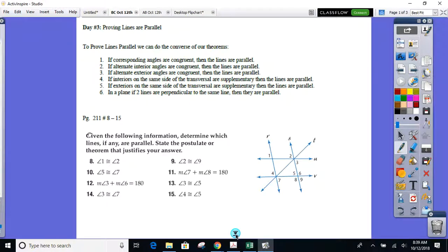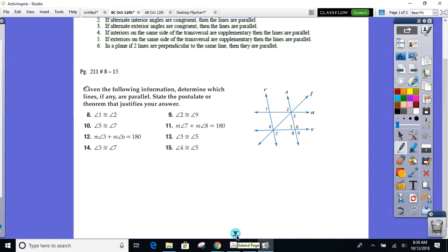And before we even start sniffing a proof, I got to make sure if I give you a pair of angles, congruent or supplementary, you can identify where the parallel lines are. All right? So I'm going to do the first couple of these with you, and then I'm going to let you and your group finish them in about 2 or 3 minutes.